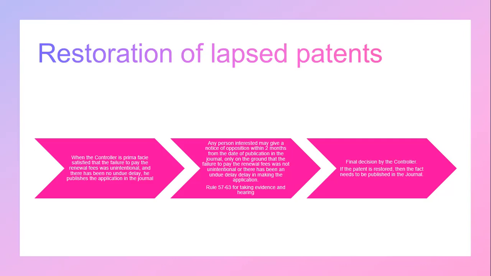In which case, what will be the direction of the controller? It depends on the controller. If the controller feels that the failure to pay the renewal fees was intentional, then he can just discard the application and not restore the patent. Then in that case, your patent is lapsed. I will discuss what happens if the patent gets lapsed and is not on the register in the next slide.